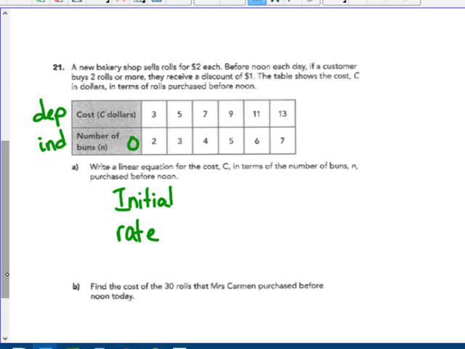The rate at which the money is going up. So it's going up, yep, $2 per roll, right? We knew that because here it is right here, $2 each. That's my rate, and the number of buns is going up by 1, right? So my rate is $2 per roll, or just 2.